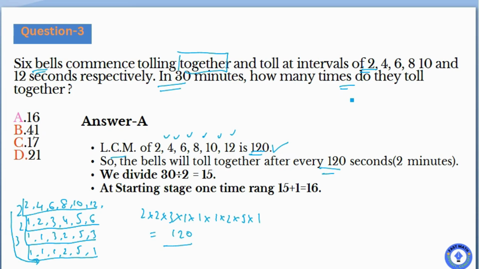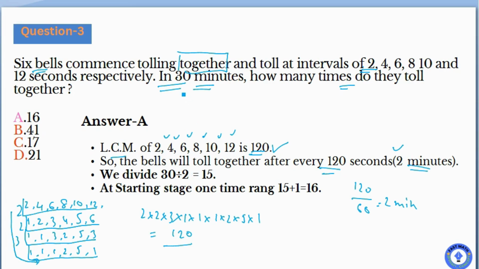But because the answer is asked in minutes, that's why we are converting into minutes. That is 120 divided by 60, it is 2 minutes. That means as per the problem, all the bells ring at this duration, they will again toll after 2 minutes. That means all these bells will ring together after 2 minutes.